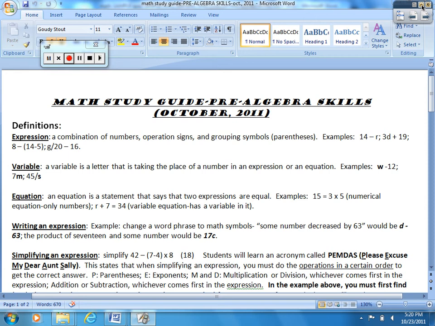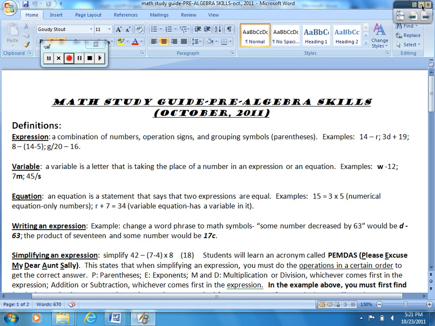The first one, Math Studies Guide, Pre-Algebra Skills. All this one is definitions. Your child's already received this. I'm going to go through this one pretty quick, and then I'm going to open up the other one and we'll actually work a few problems. There's a lot of terms, definitions that students need to know, so if you can make sure your child just reads through these each evening, it would make a big difference.